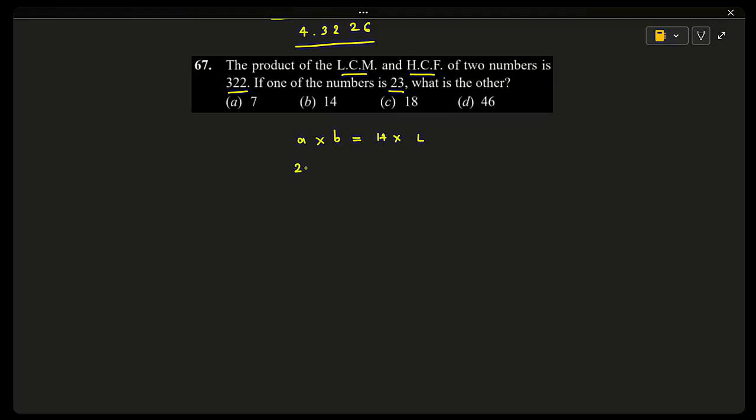One number they say 23. Let us say A is 23 and we have to find B. Product of the HCF and LCM they have already given, that is 322. From this you're going to find the value of B. 322 divided by 23, you'll be getting 14. So the second number is 14. Sixty-eighth question.